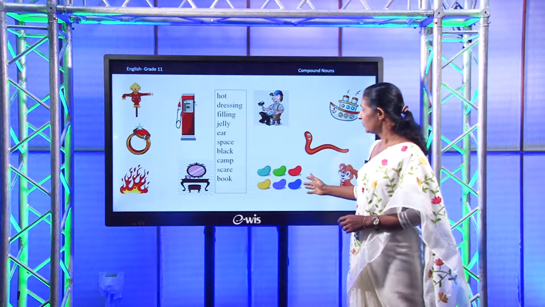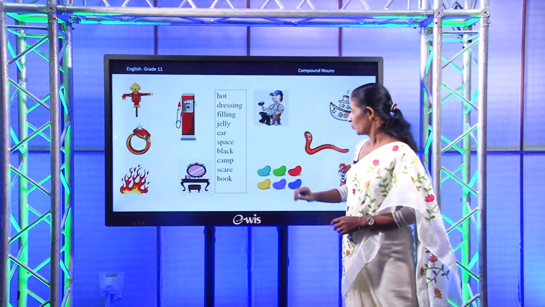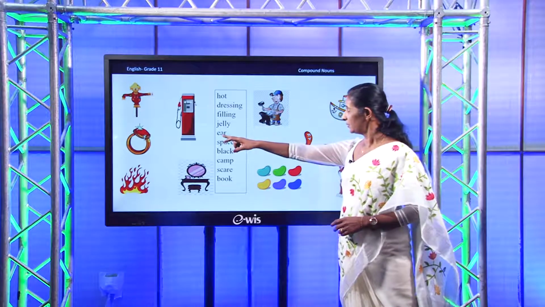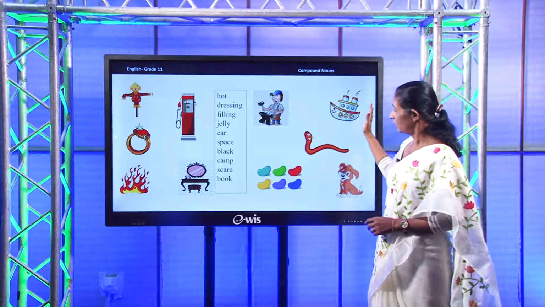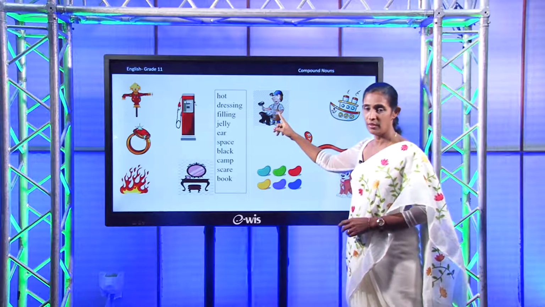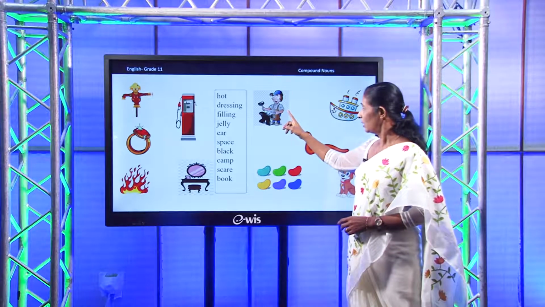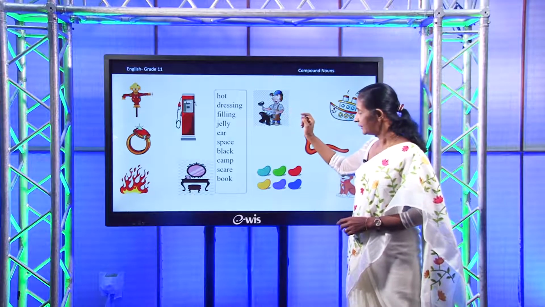Jelly bean. I'm sorry, I missed that. Filling station. Earring. And spaceship. Blacksmith. I don't know whether you know this word. The blacksmith. A man who makes knives and other tools.